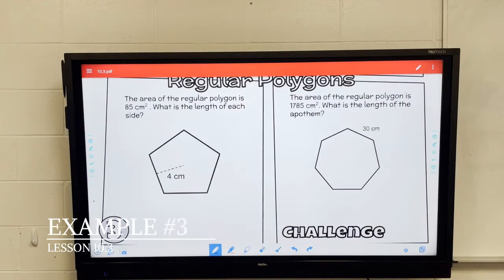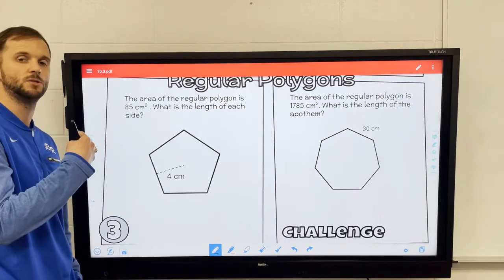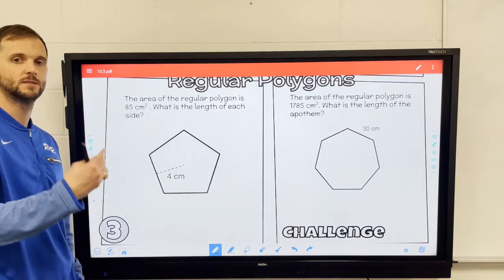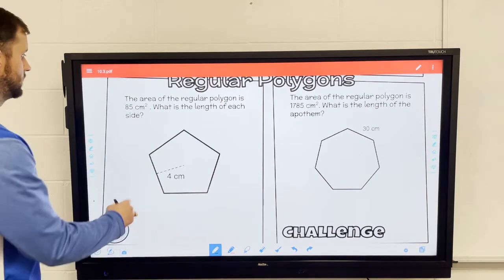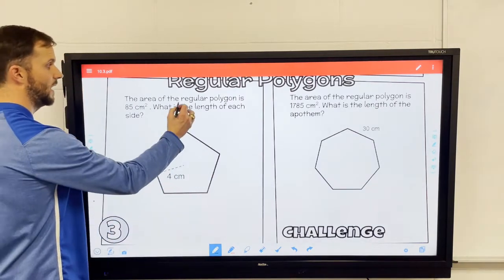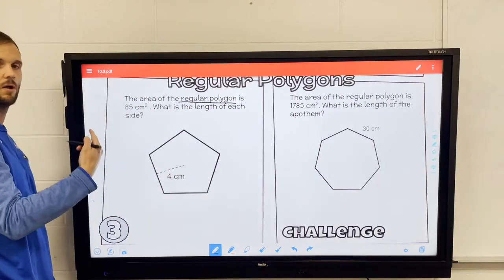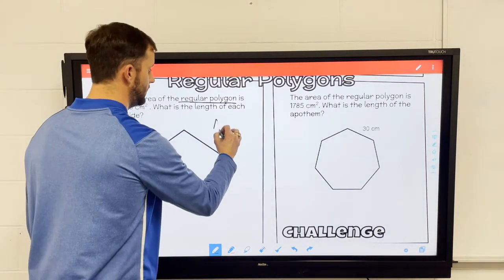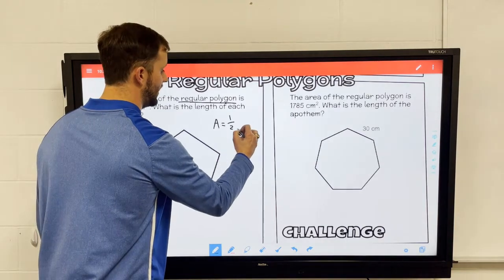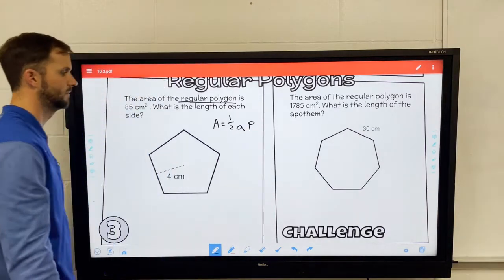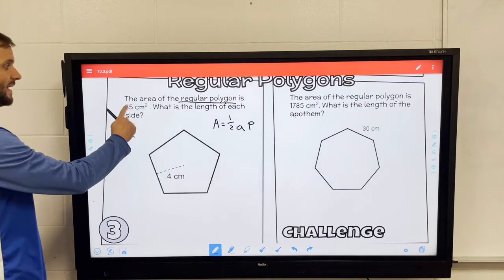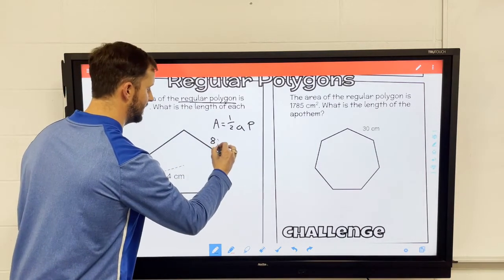Okay, so on example number 3, it says the area of the regular polygon is 85. What is the length of each side? So right now, this is a case where I am going to plug in what I know and then solve for what I don't know, correct? So I know this is a regular polygon. It's stated inside my question. So that means all of the sides are congruent and all of the angles are congruent. So I can use my area of a regular polygon formula here, okay? So right now they already gave me the area, which is 85. So I'm gonna plug that in.